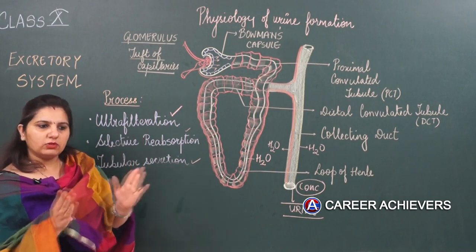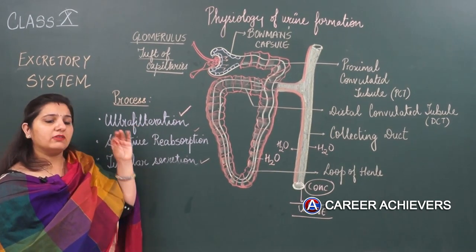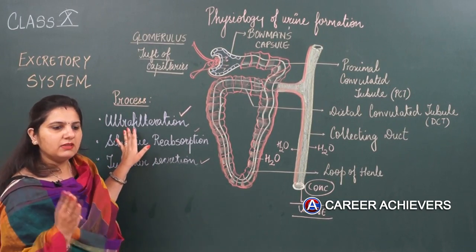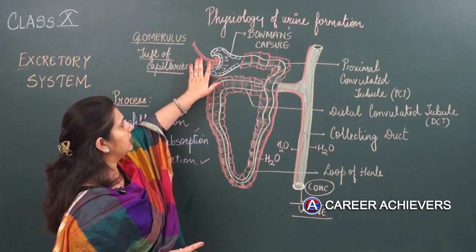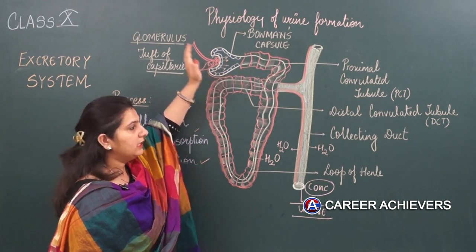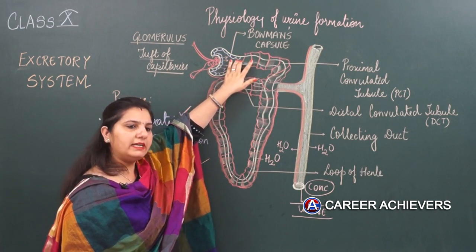Filtration means to filter out the substances. Ultra means at a very minute level. But through these minute processes, the entire thing is being filtered. So the things get filtered from where? Glomerulus to Bowman's capsule. Now this is referred to as the filtrate.